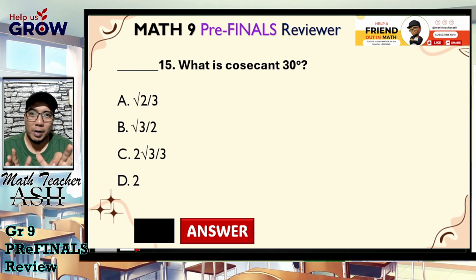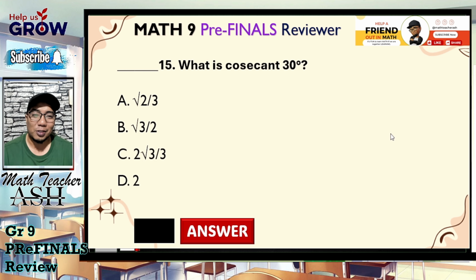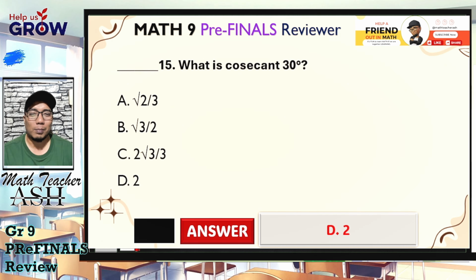Now, of course, remember that cosecant is the reciprocal of sine. So therefore, 1 half, what is the reciprocal? That is 2 over 1, and that is equal to 2. Letter D is the correct answer. Let's check whether we are correct. Easy, right? So now let us go to question number 16.